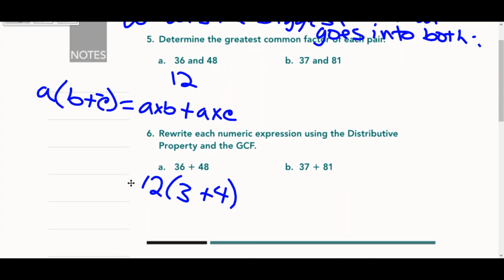All right? So that's kind of how we rewrite an expression using the distributive property. What we call this later on in math is factoring out. And you'll do a lot of this in algebra and beyond. But for now, we're just kind of introducing this idea.